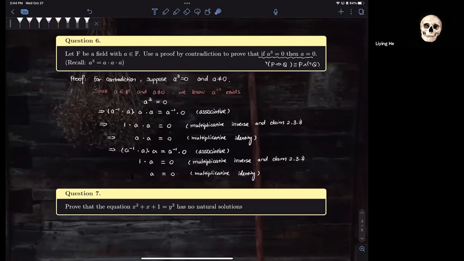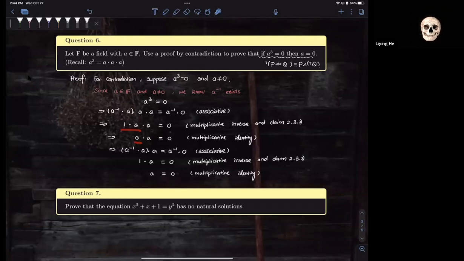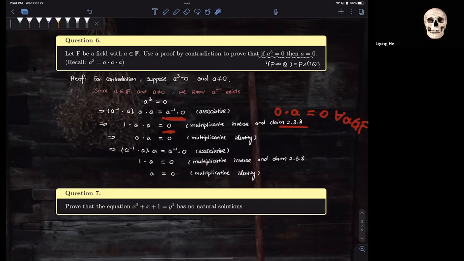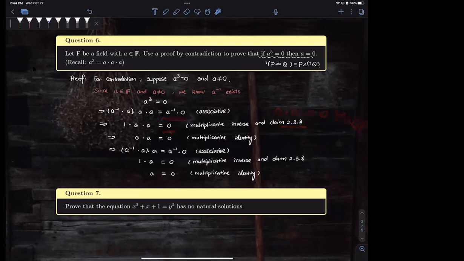Isn't multiplicative identity 1? It is 1. Here, 1. 1 times A equals A. That's multiplicative identity. Can you explain how you use claim 2.3.2? This claim is telling you 0 times any number is 0, for all A in the field. That's how I got 0 here. Okay, thanks. Yeah, you can say that as well. Yeah, for sure. So now you can do that. Yeah. Any other question?